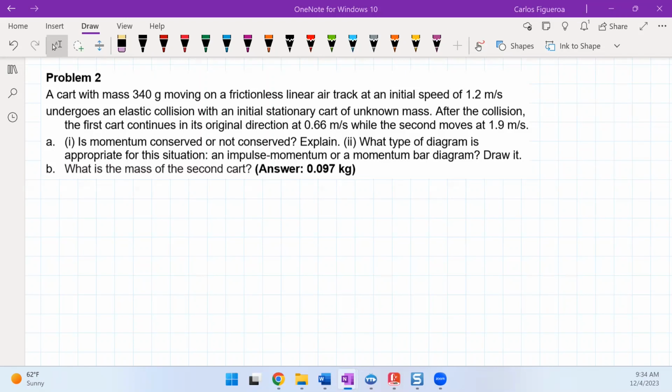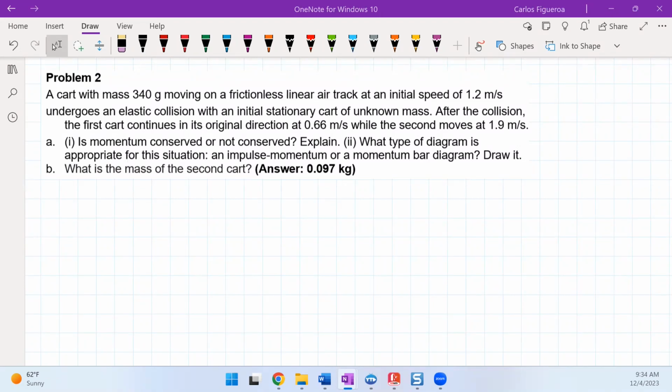Problem 2. A cart with mass 340 grams moving along a frictionless linear air track at an initial speed of 1.2 meters per second undergoes an elastic collision with an initially stationary cart of unknown mass. After the collision, the first cart continues in its original direction at 0.66 meters per second, while the second moves at 1.9 meters a second. A. Is momentum conserved or not?